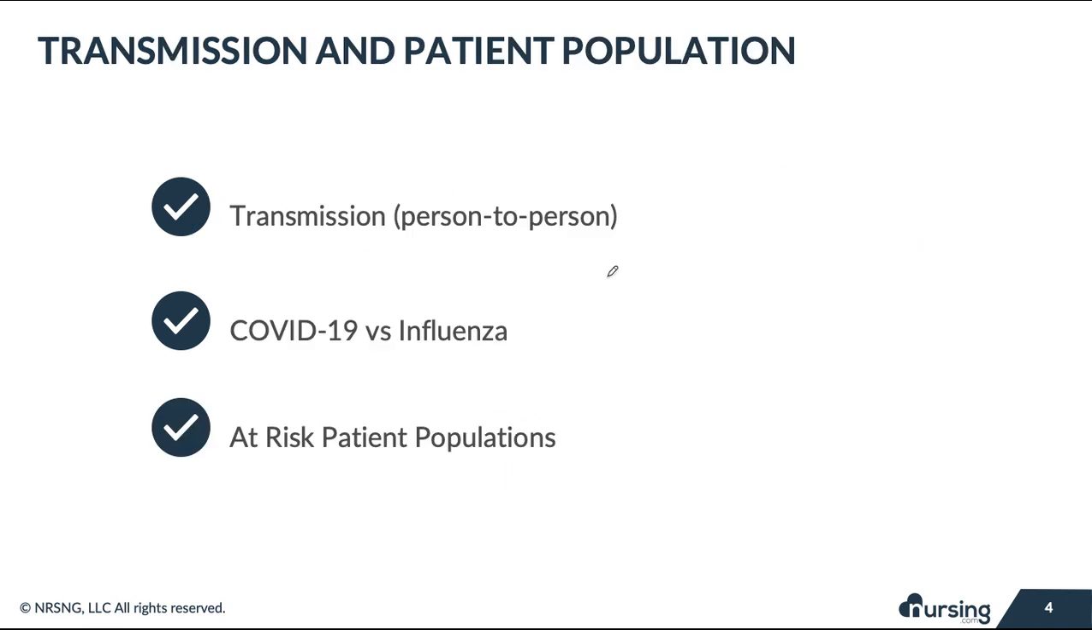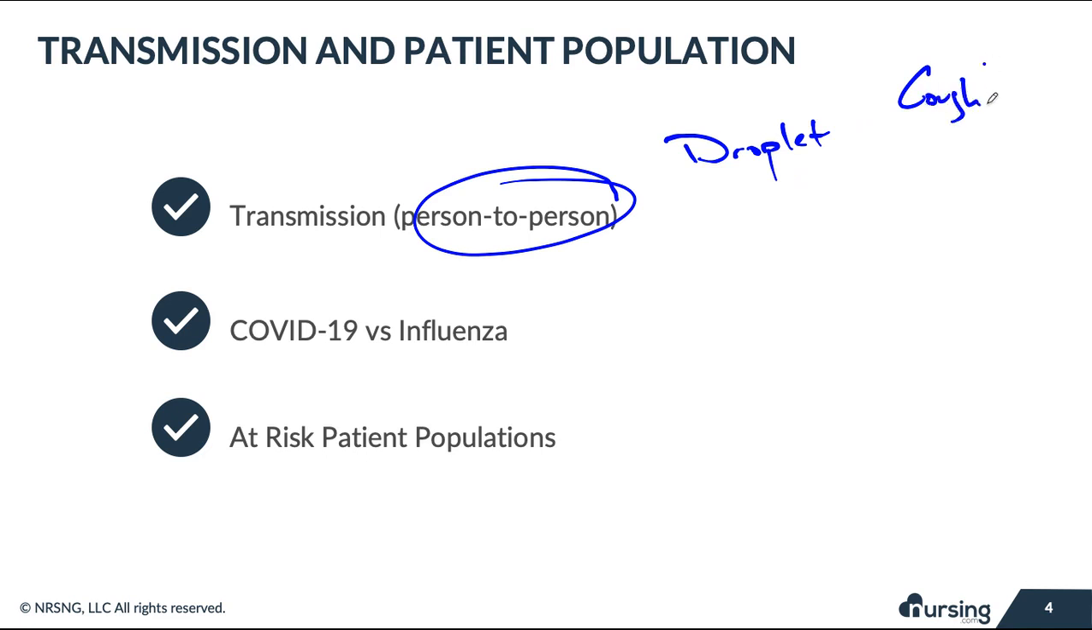So let's talk about transmission and the patient population. Transmission is person to person. What do I mean by person to person? I mean droplet, and this is where it's so important. If you have a patient that's coughing or sneezing, you need to make sure that you're taking the right precautions and that whatever facility you're in is exercising those right precautions too. The other problem with the droplet is that they could cough or sneeze onto a surface, and then it gets picked up on their hands, and then people touch the face and the mouth, and that's another method of transmission. So it's person to person, primarily droplet.